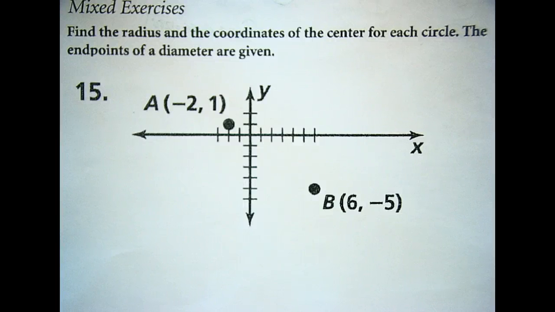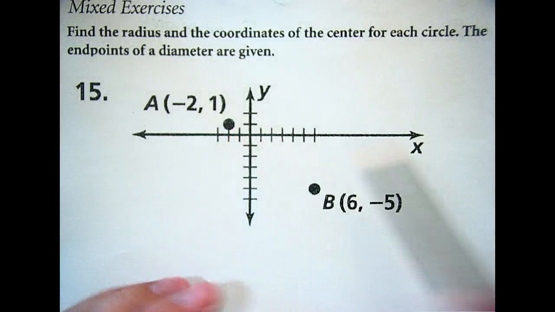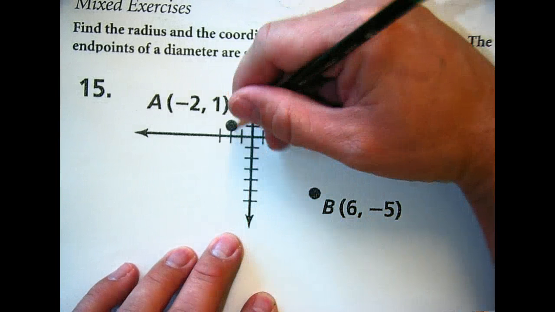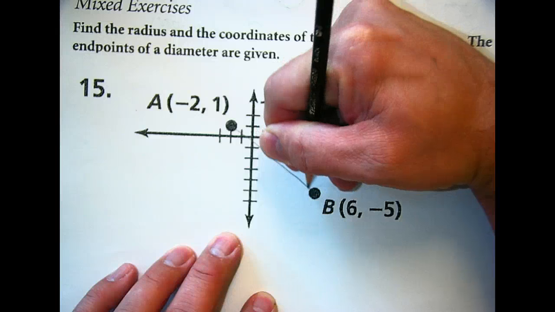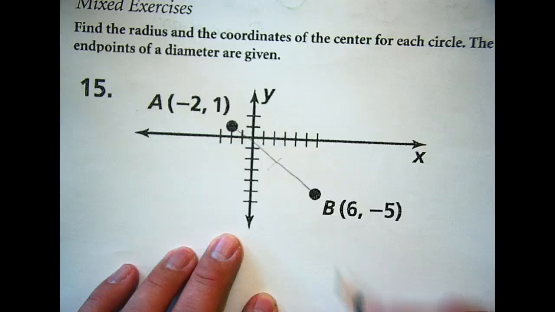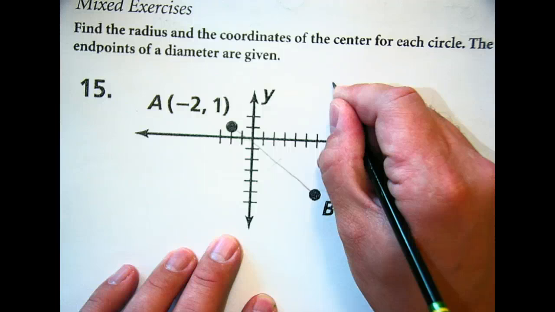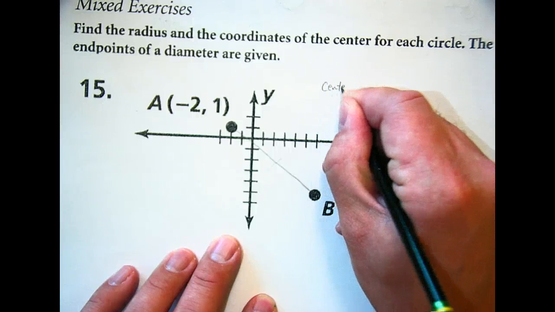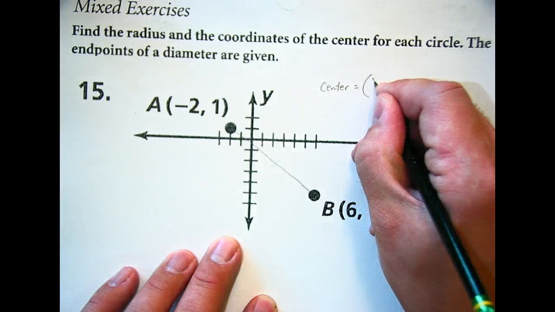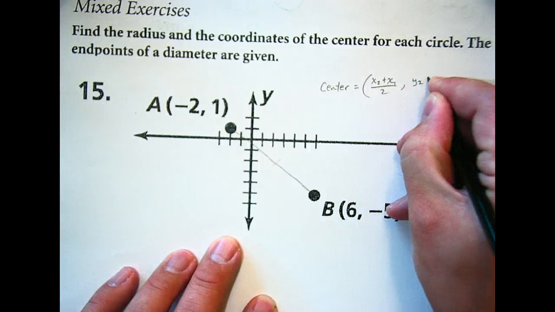For this problem, once again, we're looking at the coordinates of the center and the radius of the circle. Endpoints are given. So if you want, once again, you could think, hey, this is a diameter. The center is just the midpoint of that diameter somewhere. So to find your midpoint, or your center in this case, use your midpoint formula: x2 plus x1 divided by 2, and y2 plus y1 divided by 2.